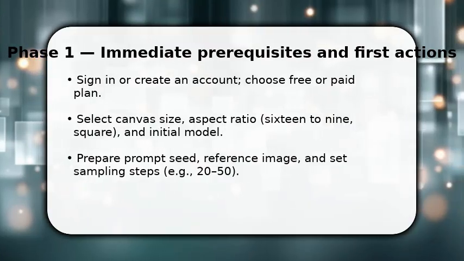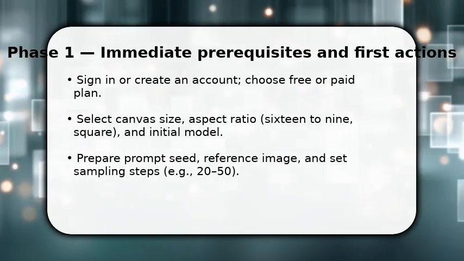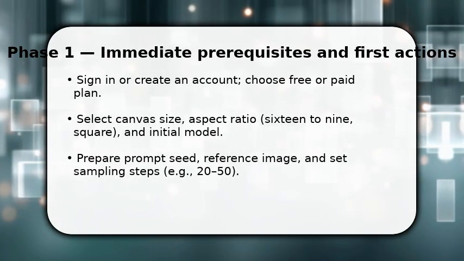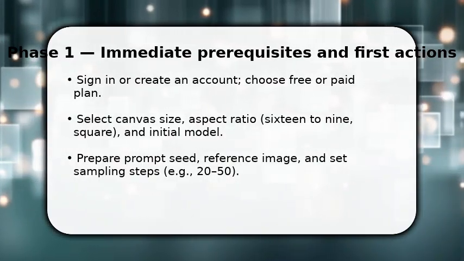You begin by opening Playground.AI and signing in. Make sure you pick the plan that fits your needs. Next, create a new project and set canvas size and aspect ratio. 16:9 is common for web.